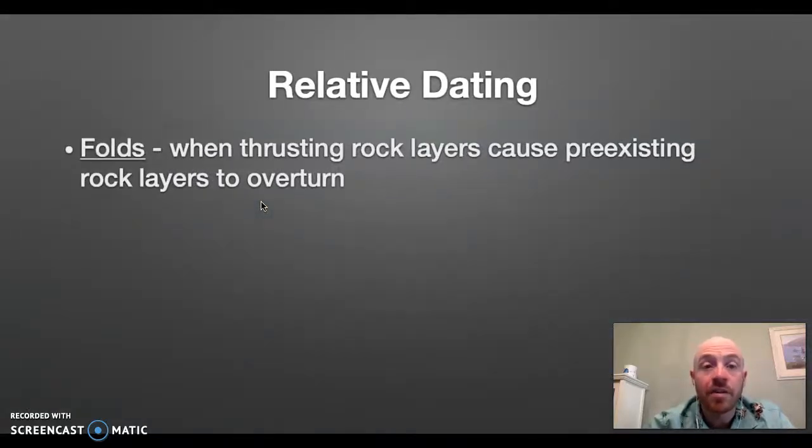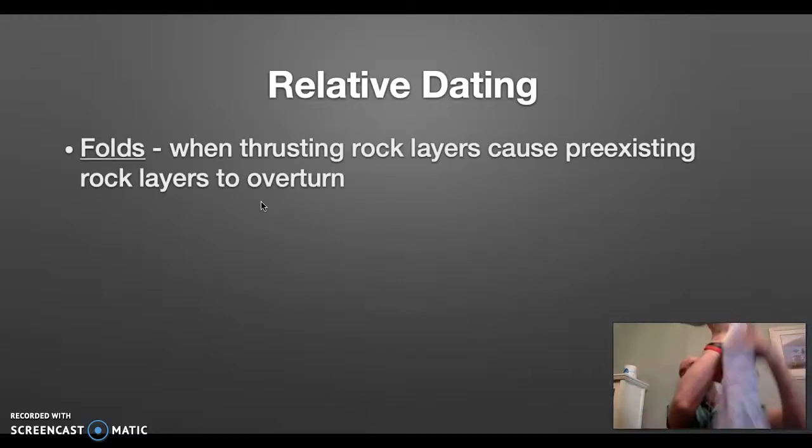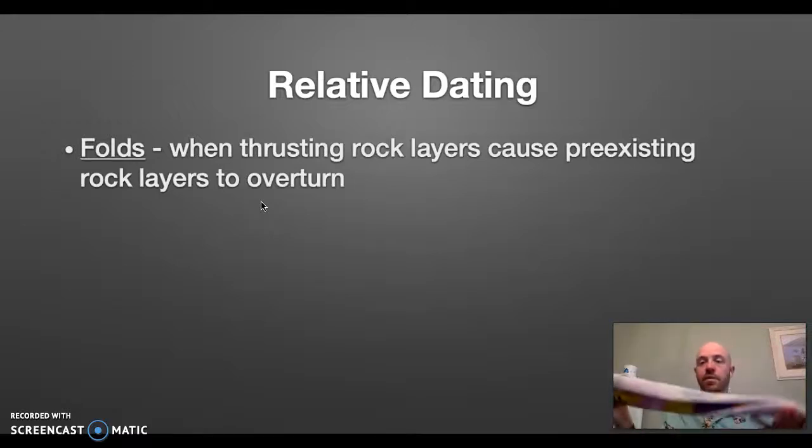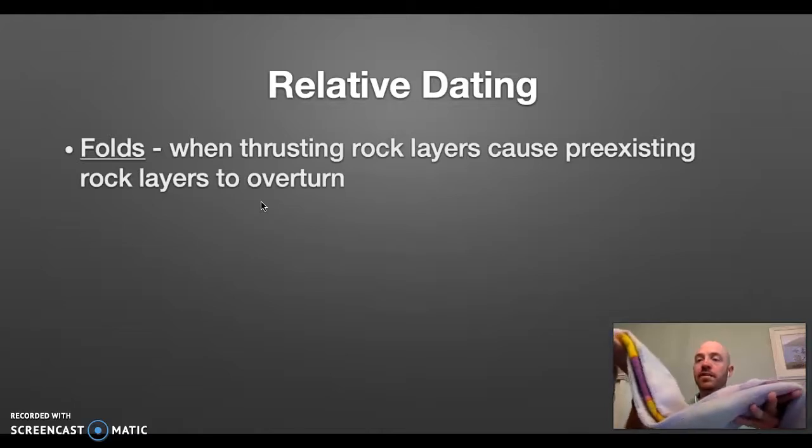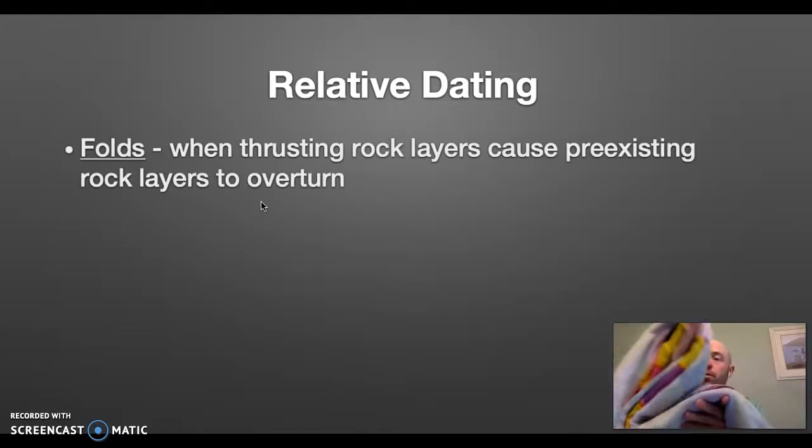Okay, the last one is a fold. And a fold is when rock layers are thrusted in, and it causes pre-existing rock layers to overturn. So this is like taking a sheet. I have like a towel right here. So what happens in the towel is there's going to be a thrusting of rock layers. So it's going to push it up like this, and then it's going to fold over.